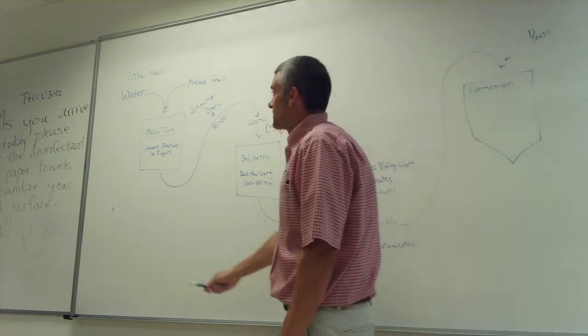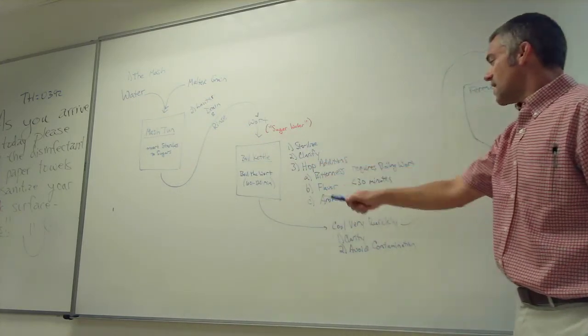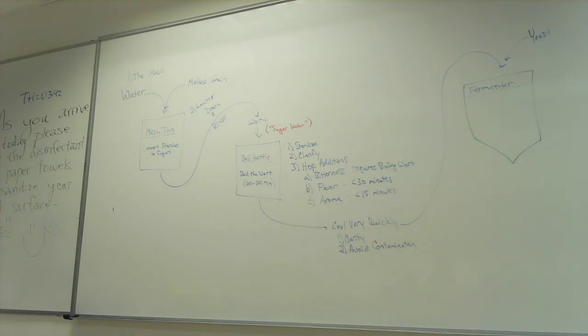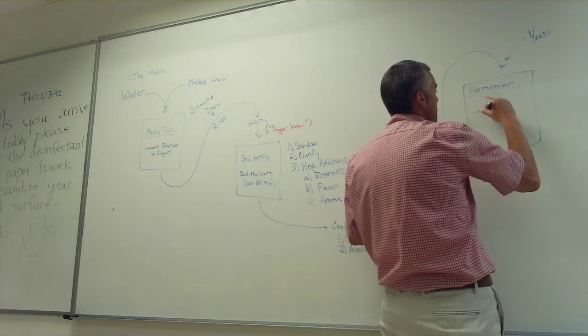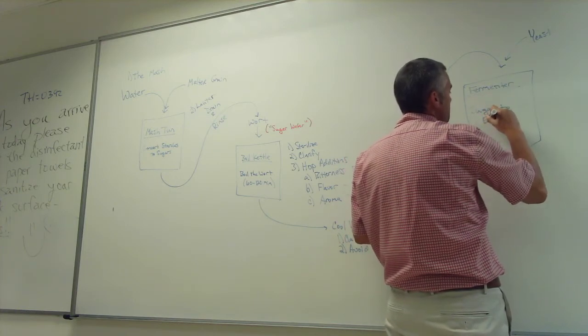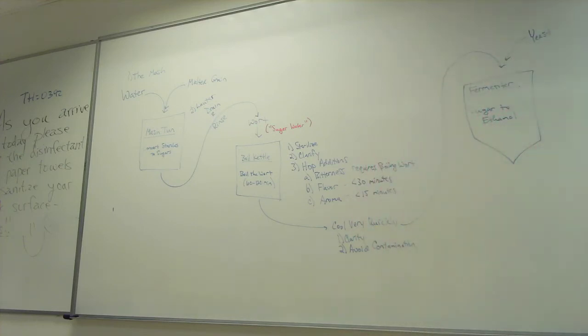So we've got ingredient 1, ingredient 2, ingredient 3, the hop additions, and ingredient 4, our yeast. What's happening here? We are converting sugar to ethanol at this point. So we want to control what organism does this. And we do that by boiling to sterilize, and then cooling very, very quickly.